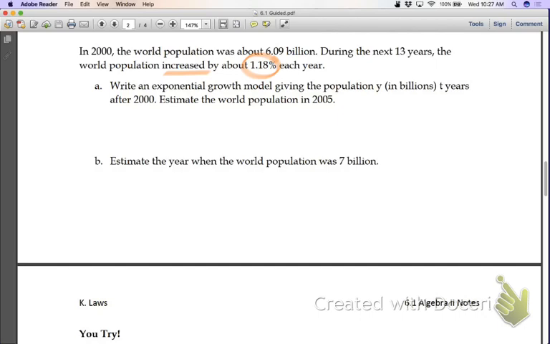So if my growth model is still just y equals a times 1 plus r to the t power, what's my a value? What's my starting value? 6.09. What's my r value? What's my rate? It's 1.18%, so what is it as a decimal?